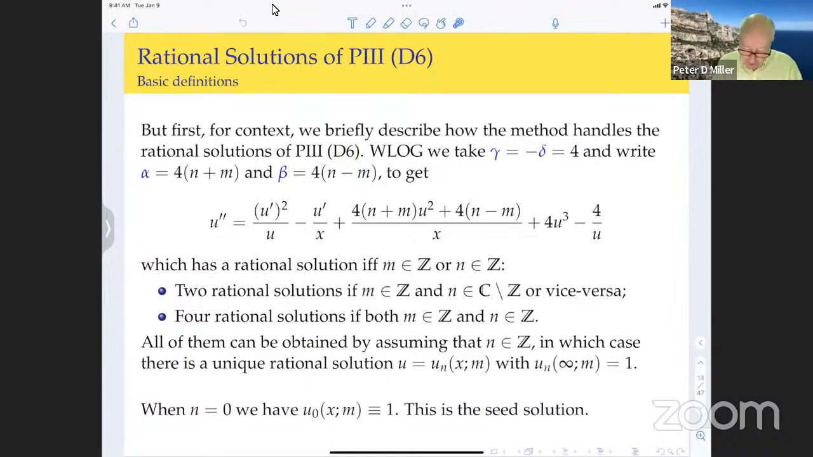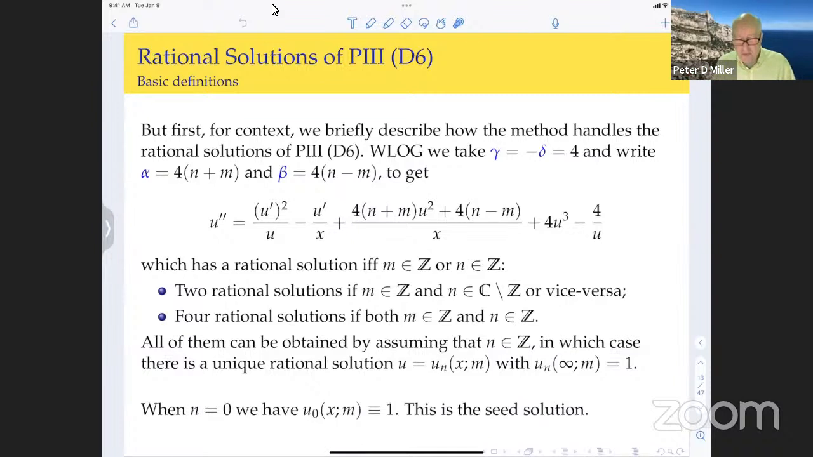Okay, so without any loss of generality, let's take gamma to be the same as minus delta, both of them will be 4. And then we can introduce parameters n and m in place of the alpha and the beta. So then the Painlevé-III equation can be written in this form here with parameters n and m showing up. This is known to have a rational solution if and only if either n or m is an integer. If only one of them is an integer, then there are 2 rational solutions. But if both of them are integers, then you get 4 rational solutions.